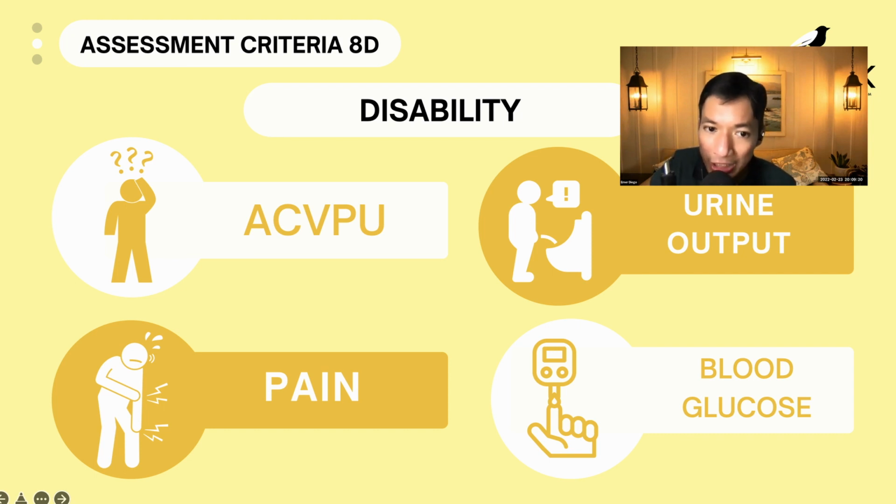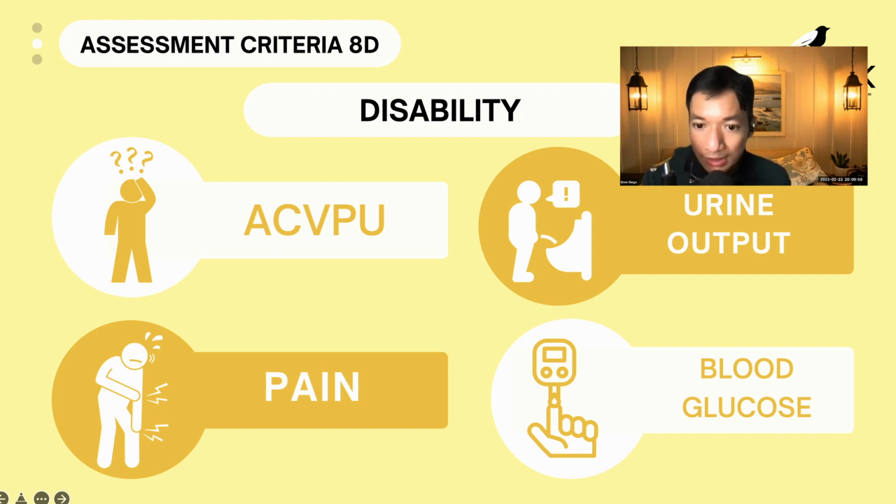So Emmer, do we need to perform the full GCS for ACVPU? No. If the scenario is not about GCS, then you don't have to perform it. So what do we need to perform actually? You only need to verbalize that the patient is alert and orientated. Okay, but on my next slide, I will be showing how to perform the GCS.